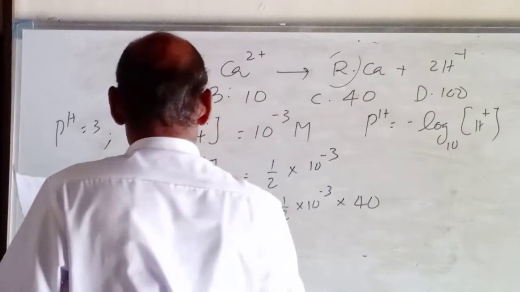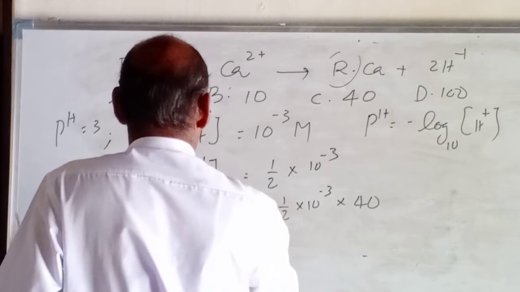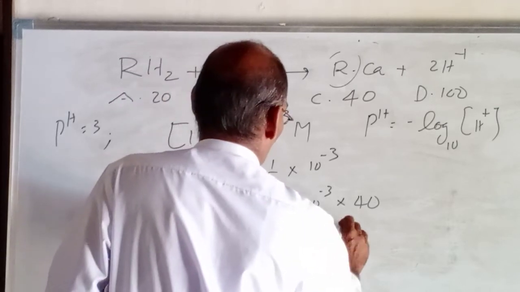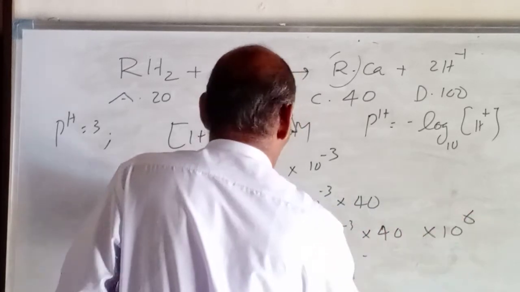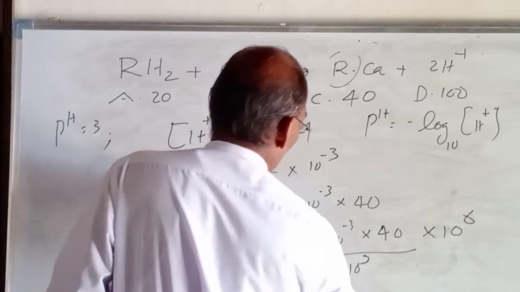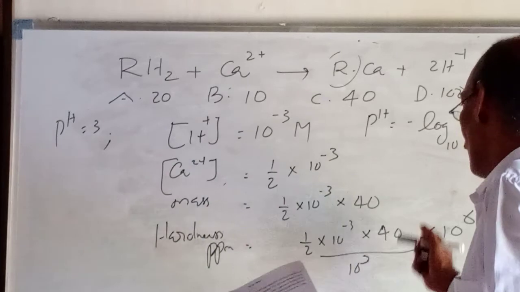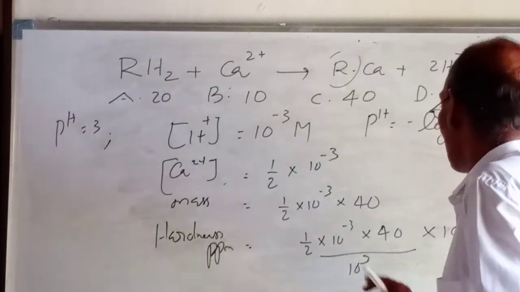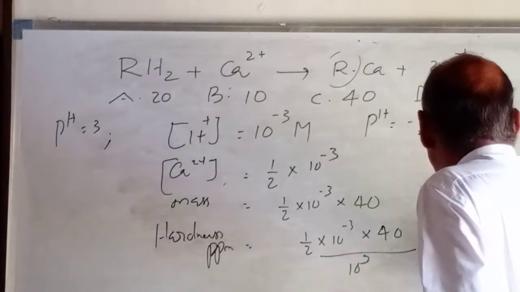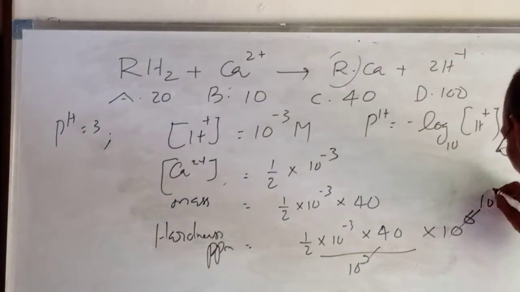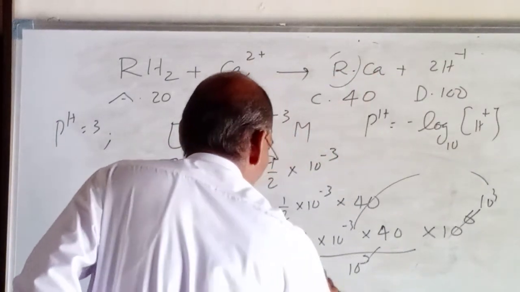Therefore, we can say hardness of water in ppm is equal to 1 by 2 into 10 raised to minus 3 into 40 parts per million. Therefore, 10 raised to 6 divided by 10 raised to 3. Therefore, 1 by 2 into 10 raised to minus 3 into 40 into 10 raised to 6 divided by 1 liter, that is 10 raised to 3. Then we can cancel these, 10 raised to 6 and 10 raised to 3, and 10 raised to minus 3 and 10 raised to 3 become 0. 1 by 2 into 40 becomes 20 ppm.